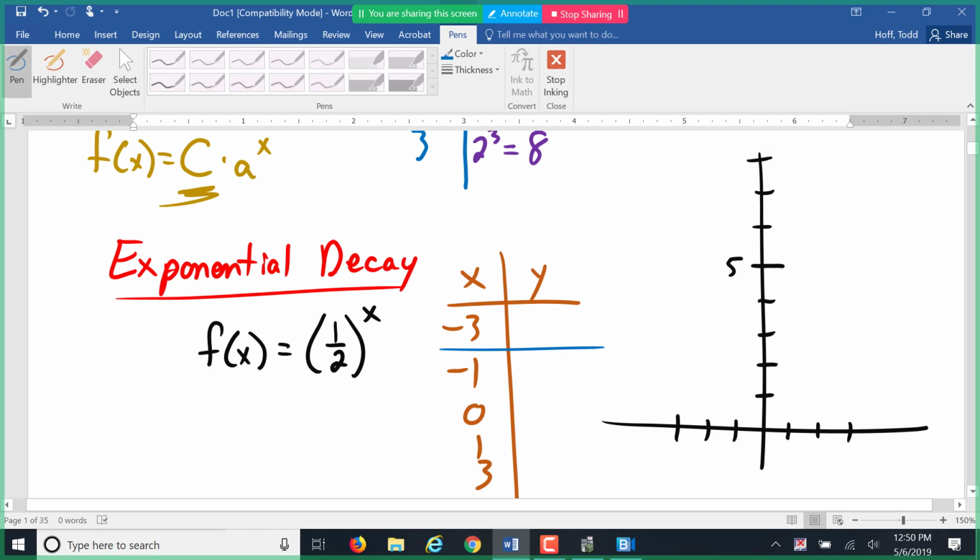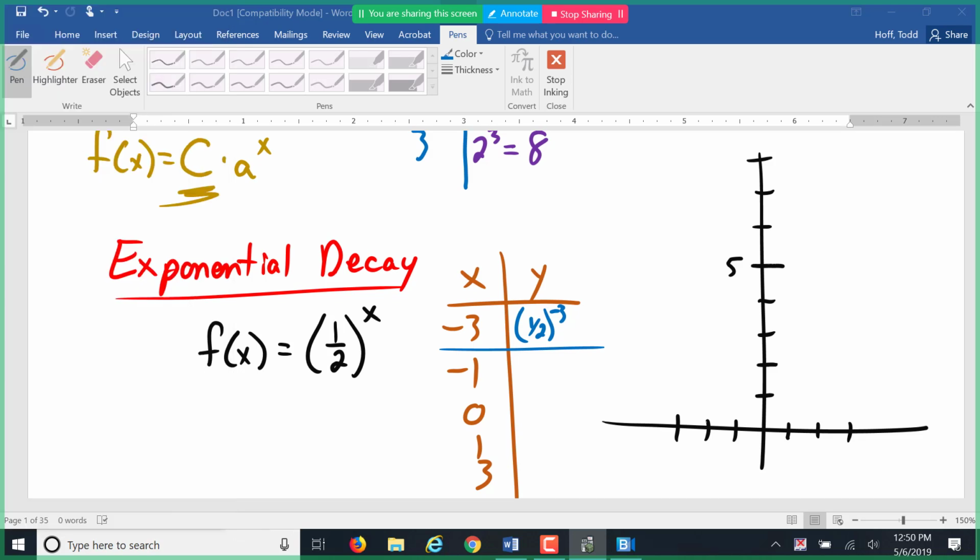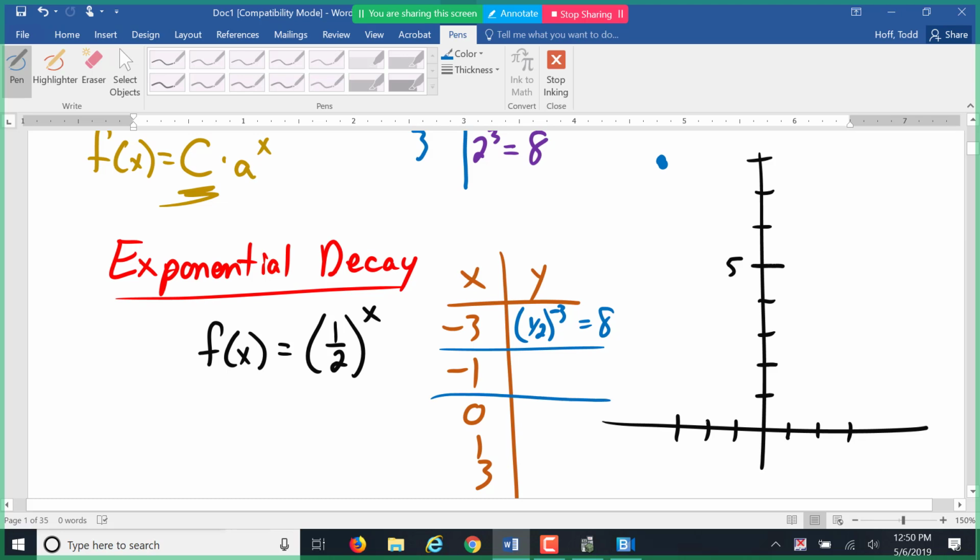If x is -3, y is, sorry, not 2, 1/2 to the power of -3. Well, if you do that on your calculator, 1/2 to the power of -3, you get 8. 1/2 to the power of -3 is 8. So we get that point -3, 8. If x is -1, 1/2 to the power of -1 comes out to be 2. So we've got -1, 2.